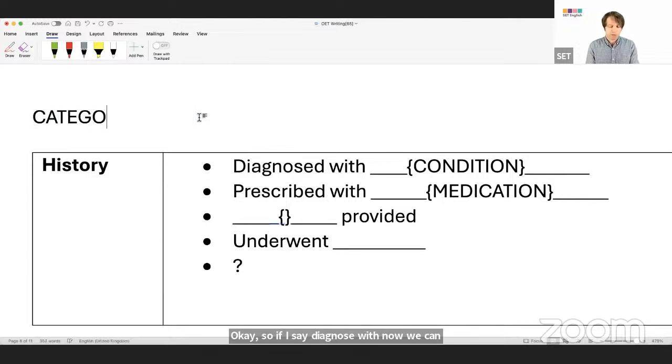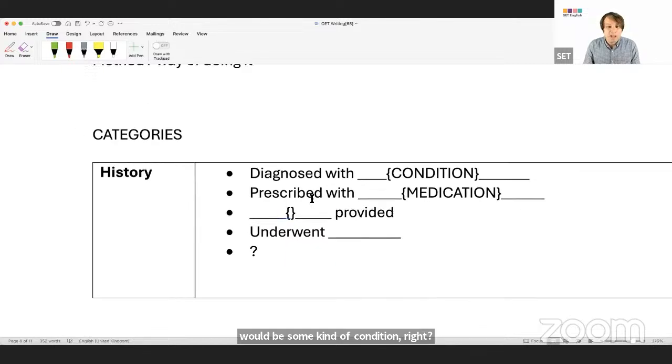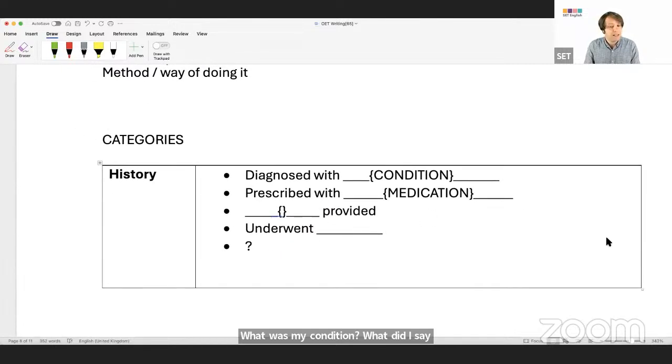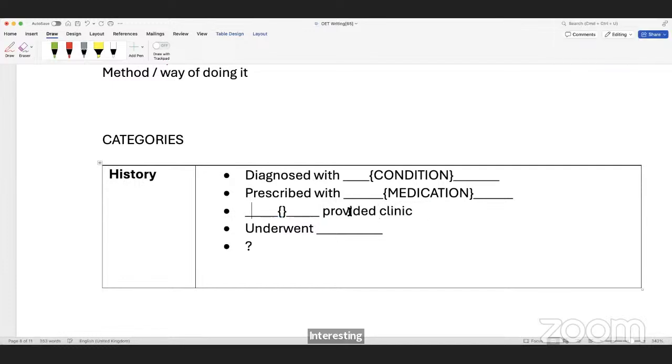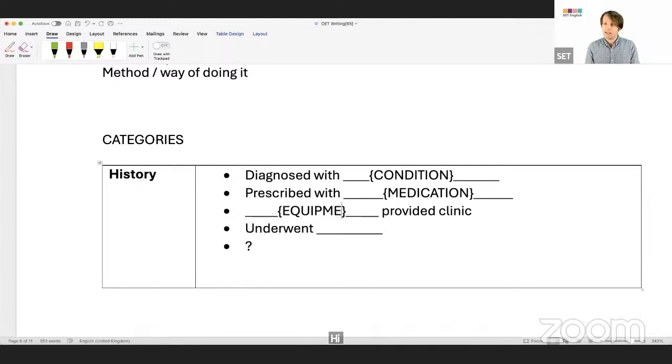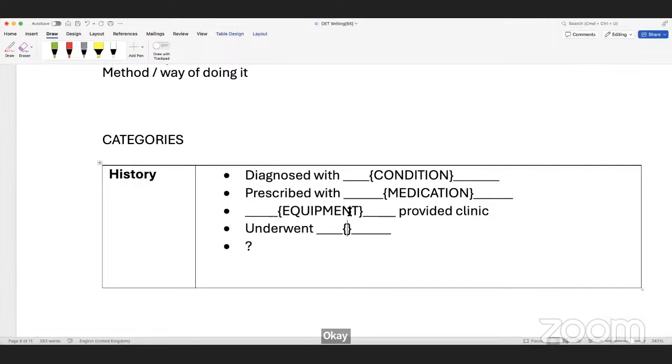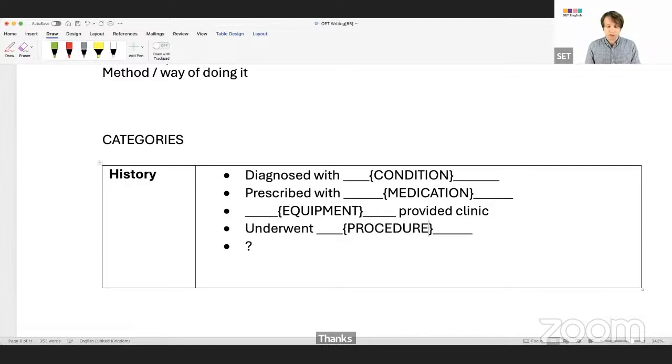There are only about 10. It's always the same ones, isn't it, guys? It's always the same, and you can guess them. For example, if I say here, provided by hospital or clinic. Equipment. Exactly. And underwent, can anyone guess this? Surgery, like operation. Some kind of action, right? So we need to be guessing categories, and we'll practice that today. It's very easy, really.